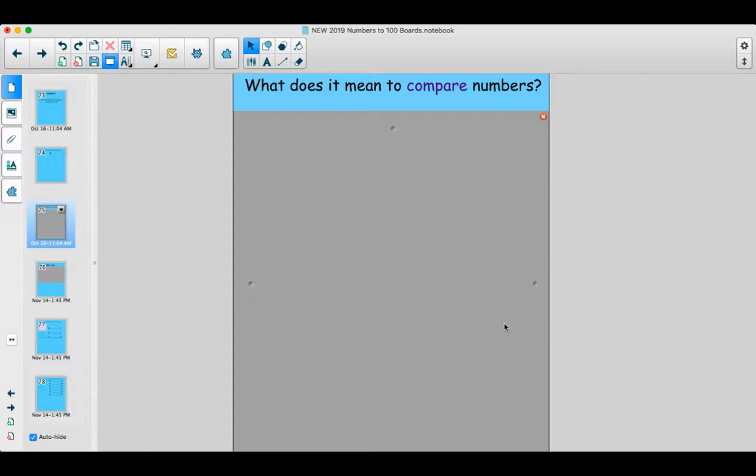Hi, grade twos. So today we're going to learn how to compare numbers. Now that you've got to play around with numbers a bit and learned what the ones place means, what the tens place means, and how to complete puzzles with the two-digit numbers in the hundreds chart, now we get to compare numbers. What does it mean to compare numbers? Let's take a look.